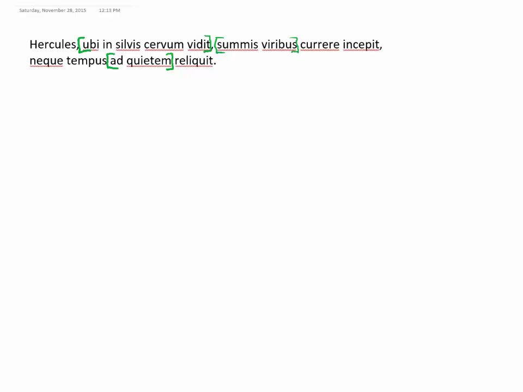So normally what I do is I'll take subjects especially and give them a nice single underline, so I know that's my subject. I'll take verbs and circle them, especially if they're a main verb. So curere, incepit. And notice here that if I've got Hercules began to run, that's an intransitive kernel. So that means that's my complete kernel there. Hercules, curere, incepit. I don't need anything else. It's an intransitive kernel, so I don't need a direct object, which means sumis viribus and ubi in sylvis cerum vidit are modifiers.